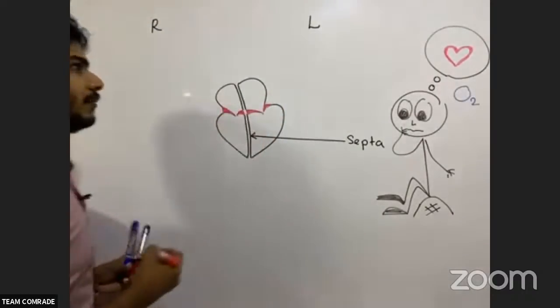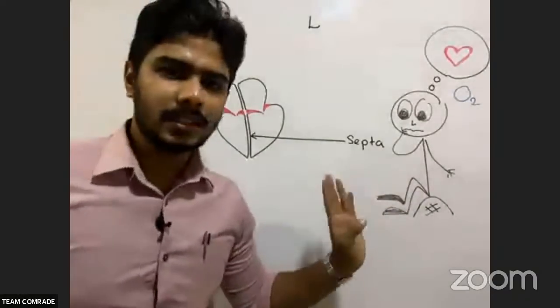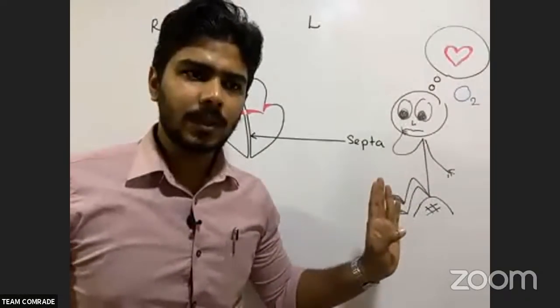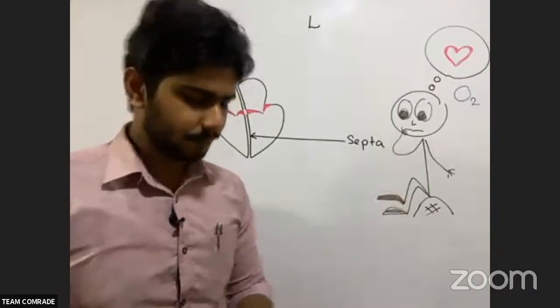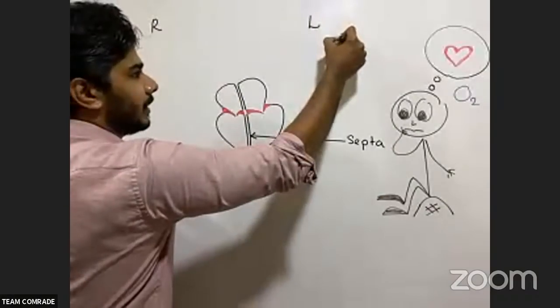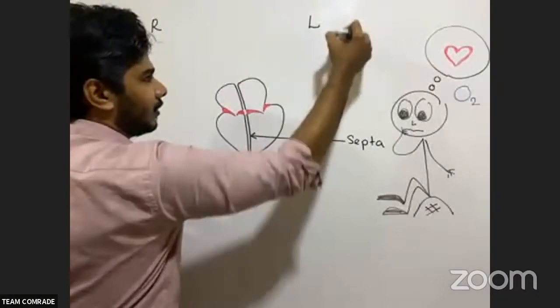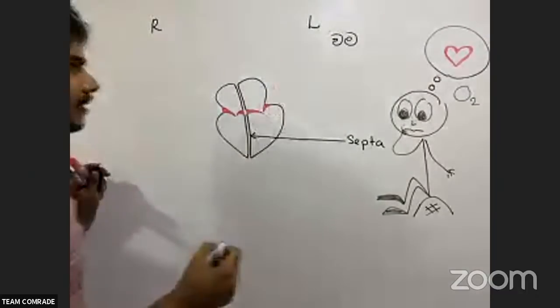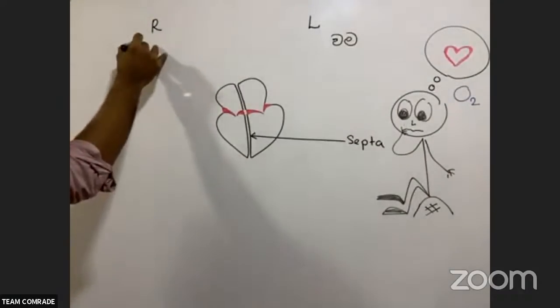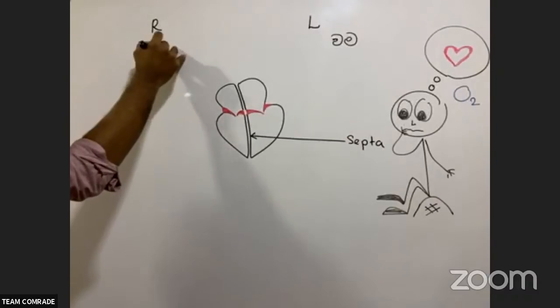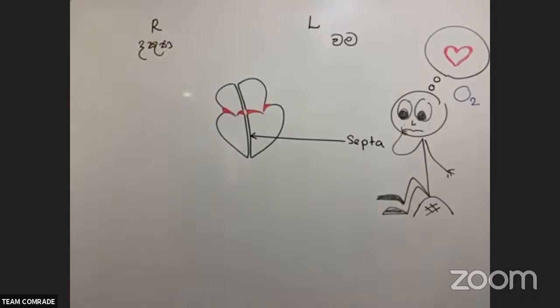Okay, for the left side, what do we call it in Sinhala? Can anyone tell me? It is Vama, not mama. And for the right side, we call it Dakuna. I'm not going to teach Sinhala, I'm just telling you.